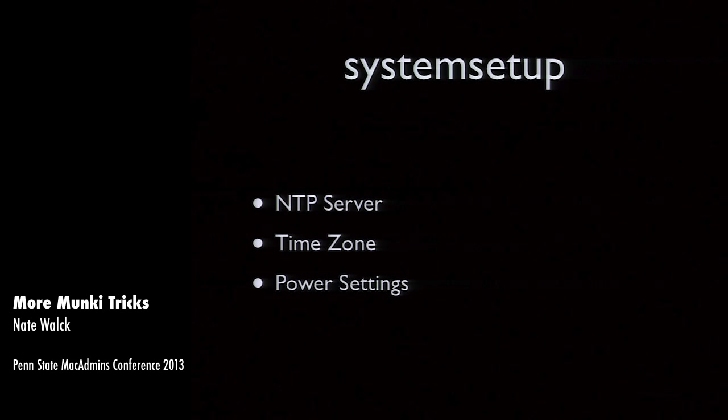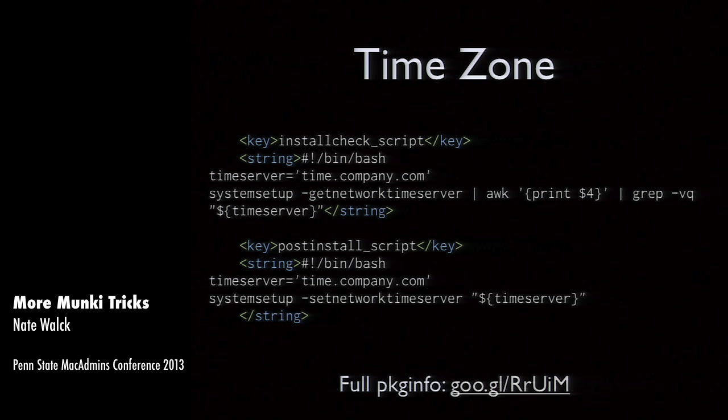System setup. We have Ntp Server. So if you have a local server that serves as your time server, you obviously want to set that, and you also want to set time zone and power settings. You can do those with the no package as well, and the way you do that is using an install check script and a post install script. So in this case, I'm not using any package at all. It's just one package info.